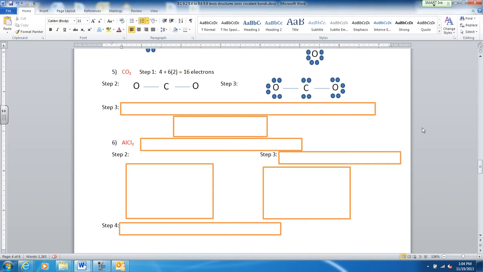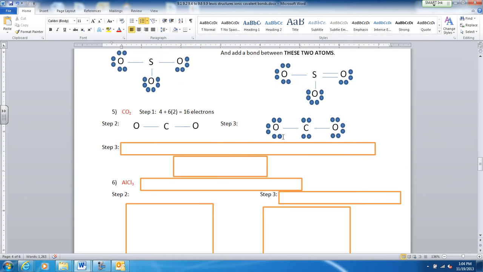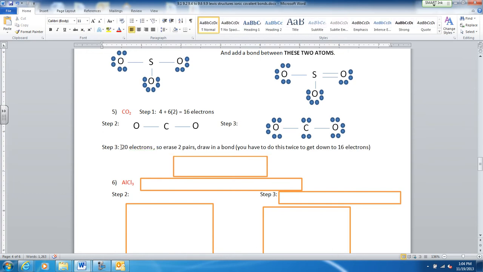Okay, now we're going to compare these electrons with 16, and if you add these all up, you should get 20. Too many electrons. We've got 20, too many. We're going to have to go from 20 down to 16, so this time we have to erase 2 pair and draw in a bond. We have to do that twice to get down to 16 electrons. And this is what you get in the end.